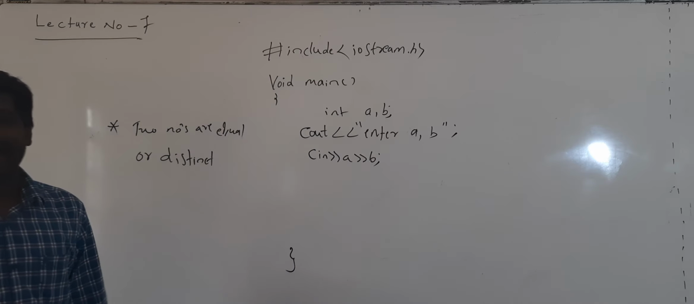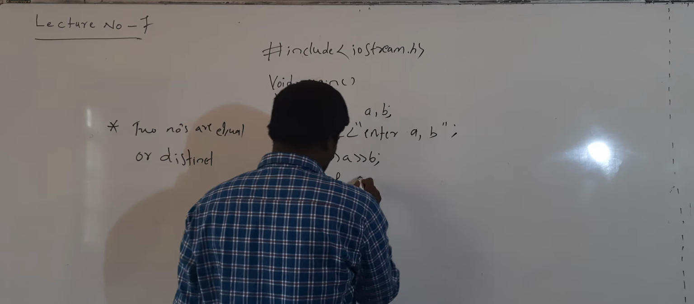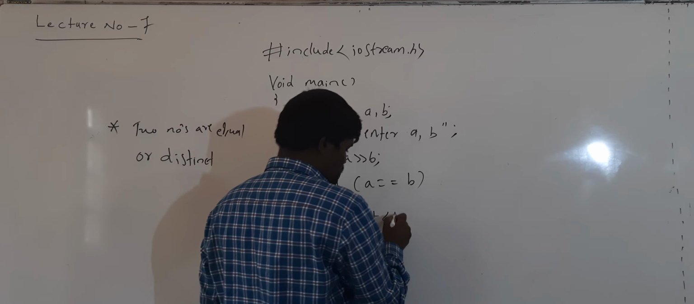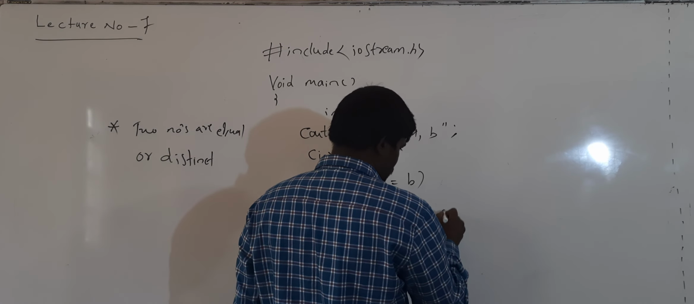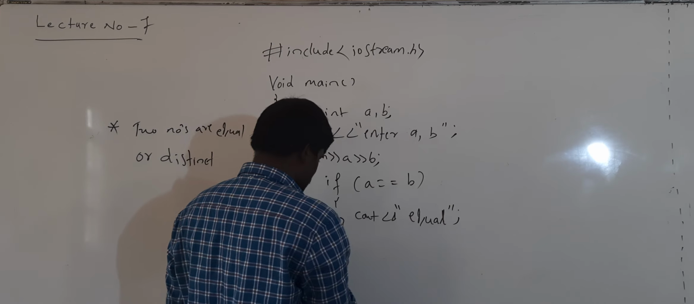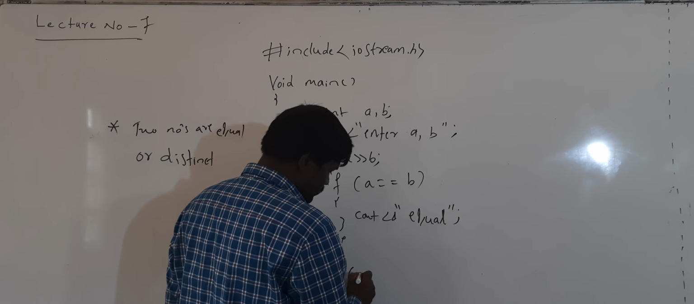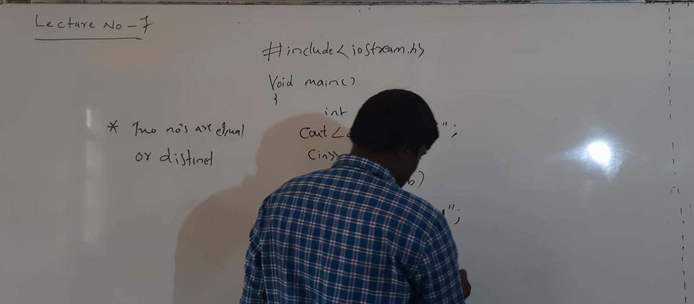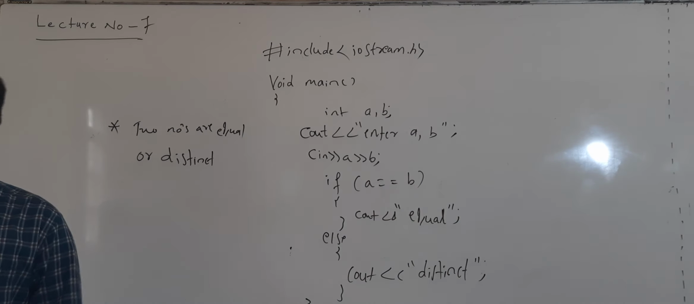Here there is no calculation, no computation, only comparison. If a is equal to b, cout equal, else not equal, or you can write distinct.